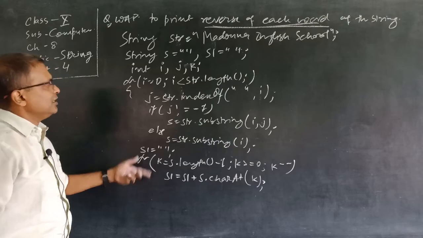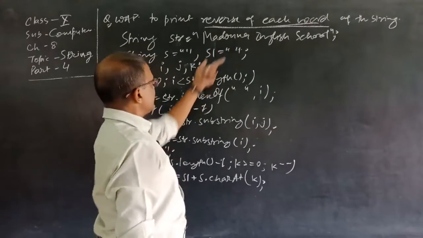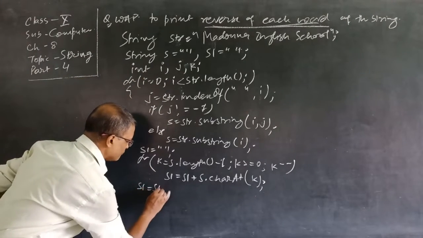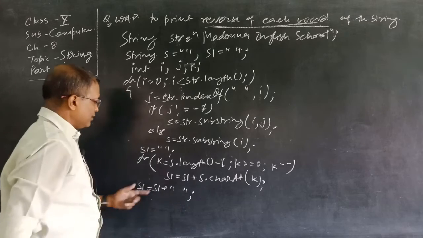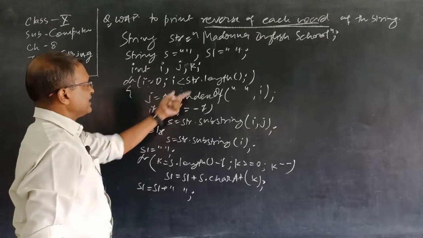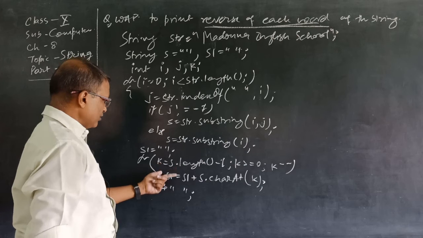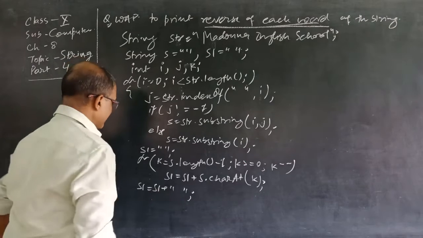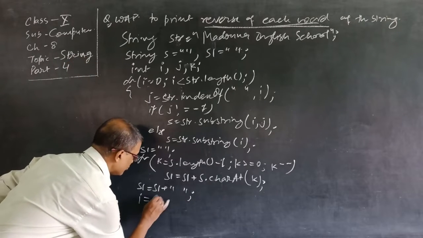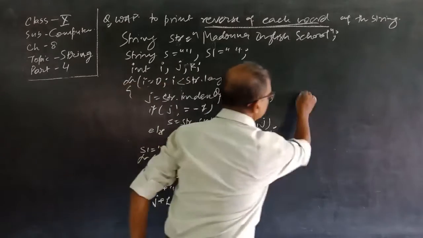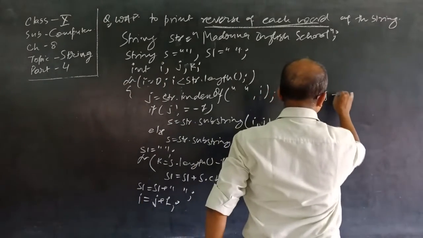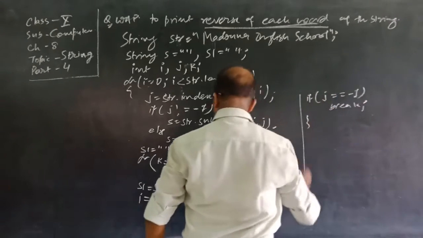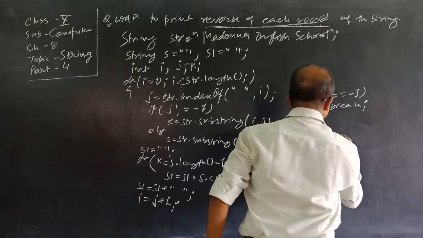As you get the reverse, suppose the first time you get the reverse of Madonna, then you have to give the space. So after completion of the loop, s1 equal to s1 plus space. Next time it will be repeated. Again you will get the index, meaning English will be stored in S. Again you will get the reverse of S in S1 with space. Finally, i equal to j plus 1. Here I am going to complete the loop. If j equal to -1, then break, close the loop, SOPLN S1.